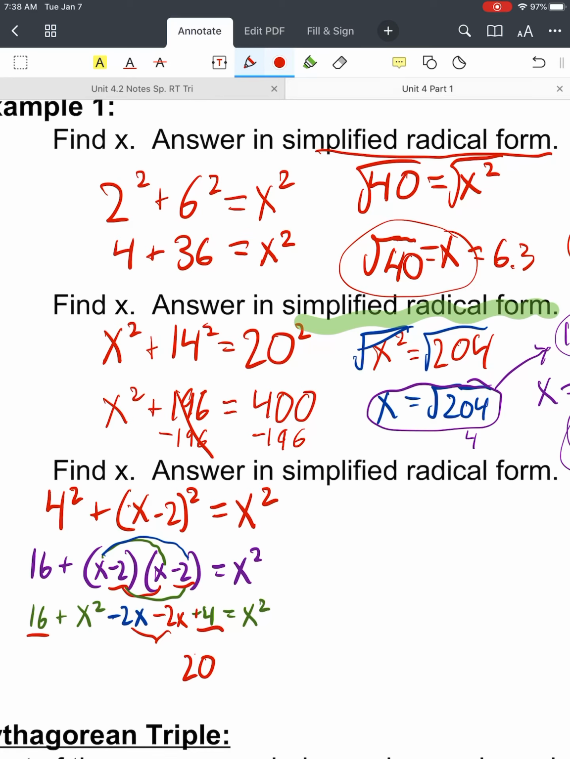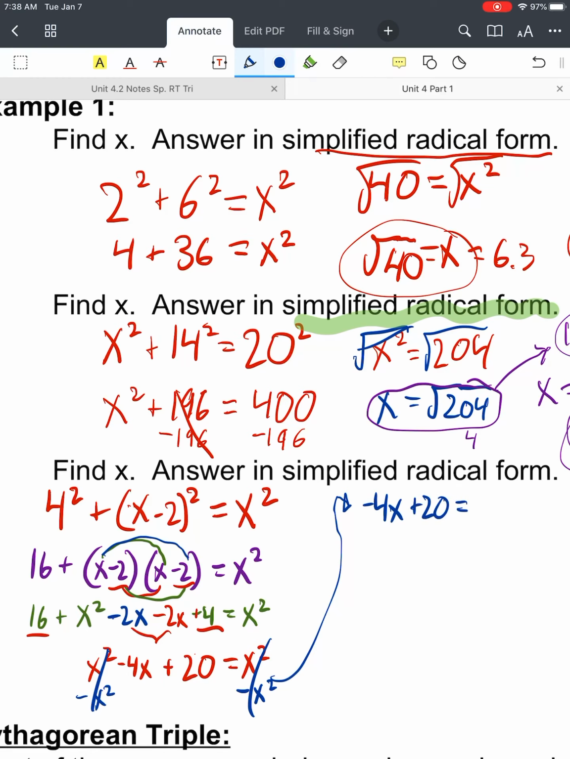When I combine these negative 2 x's, we get negative 4x, and we have this x squared. This other x squared is still hanging out over here. So I'm also going to combine that x squared with the other side. Since it's positive, I'm going to subtract it. So when I subtract x squareds, hey, look at that, they go away. We'll be left with negative 4x plus 20 equals, since I subtracted x squared from x squared, there's nothing over there. The number for nothing is 0.